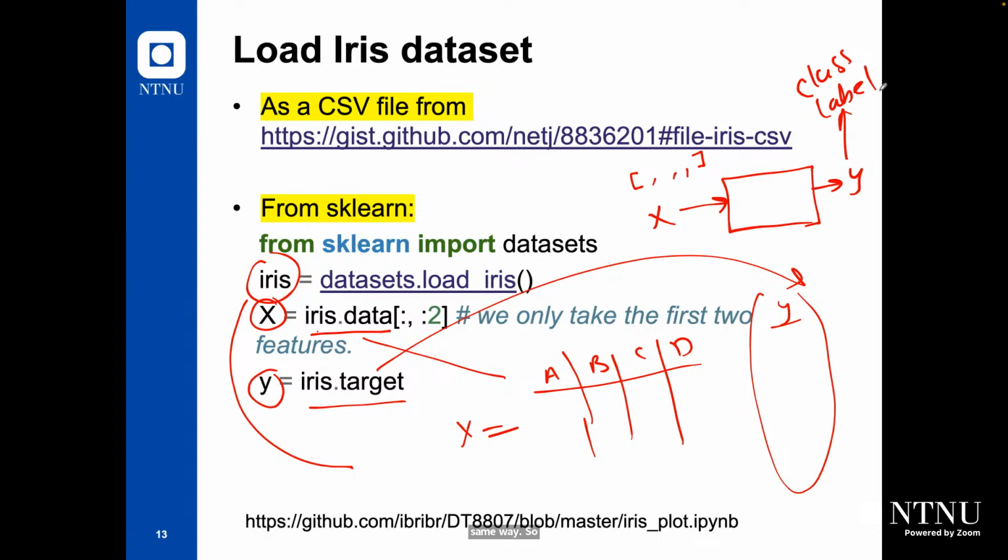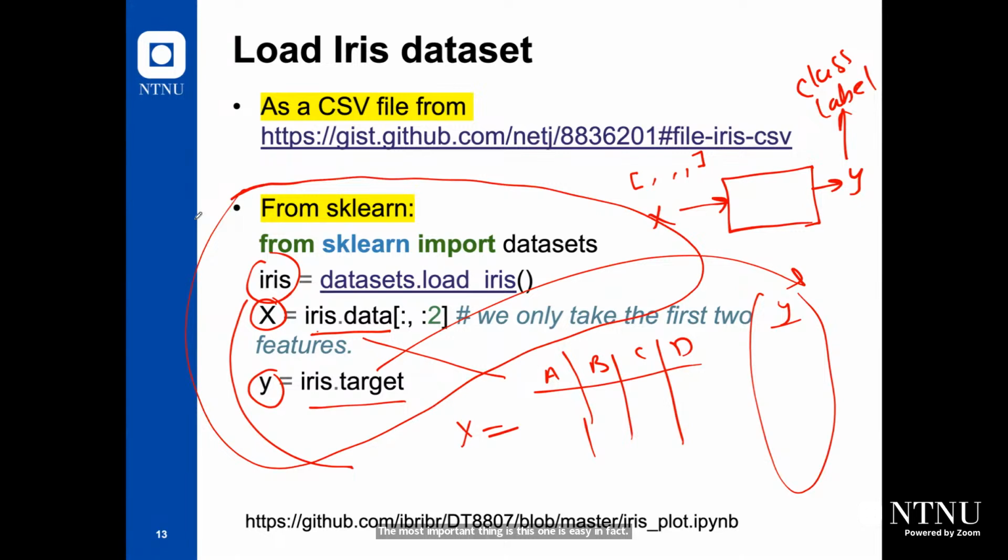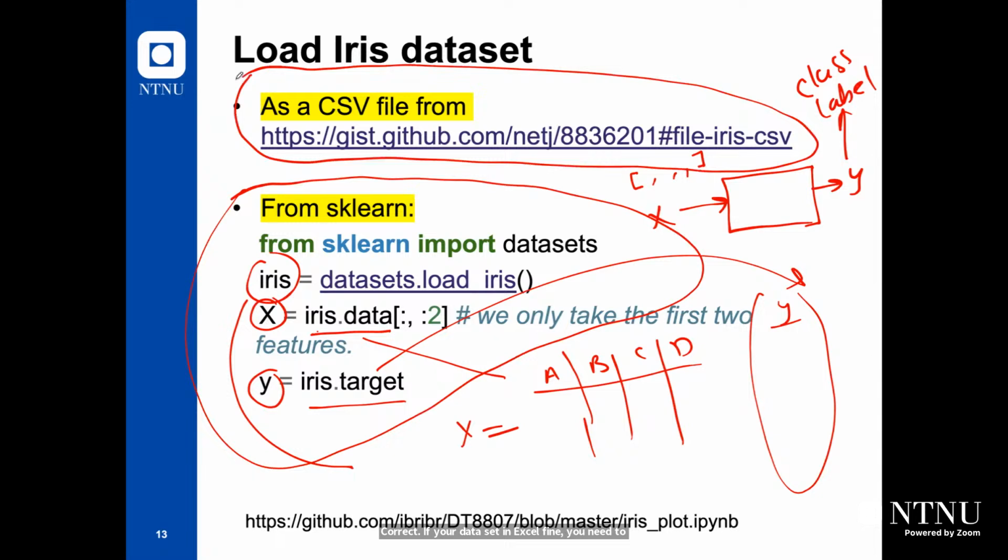The most important thing is that this one is easy. There are lots of data sets which we can get from sklearn or from Keras, for example, and we can play with them. But in your PhD project, I'm sure that your data set is in an Excel file, correct? If so, you need to learn how to load it, how to upload it to Google Colab or Jupyter notebook, and how to visualize it and play with it, right? So this is very important.